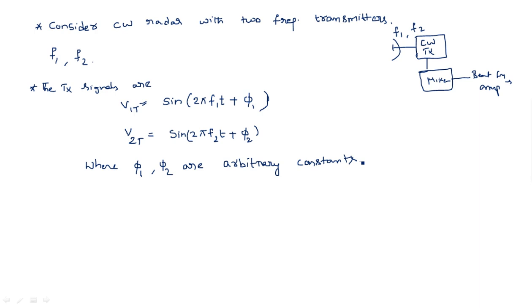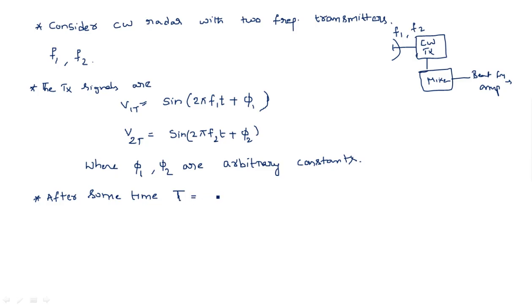Okay, phi 1 and phi 2 are nothing but arbitrary constants. However, they can cancel later, no problem. You can keep them or you can easily discard them. Now, after some time, let us consider t.